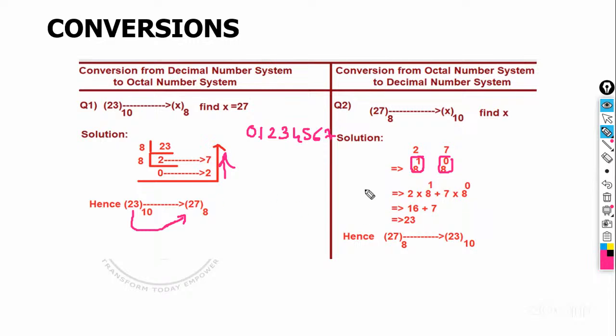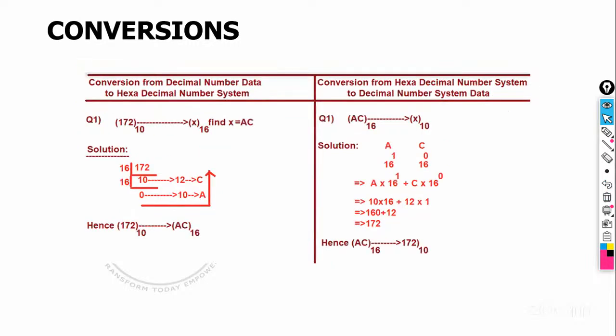Okay. So this is how the conversions from the decimal number system to the octal number system, and from the octal number system to the decimal number system, will be done. In the same way, can we also do it for hexadecimal? Yes. For hexadecimal, the base is 16. What is just changing is the base; the method and process are the same, friends.